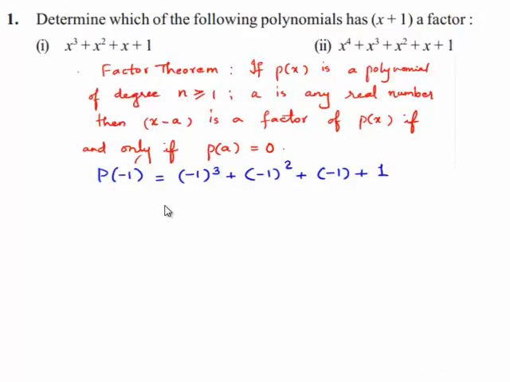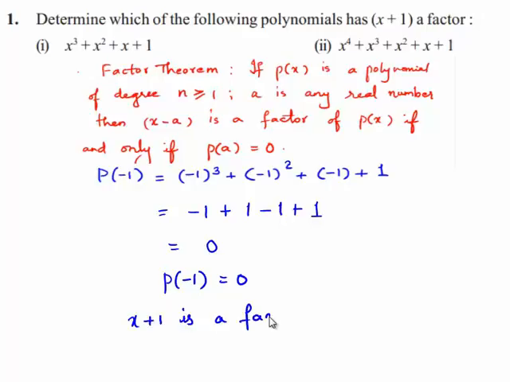So we get minus 1 whole cube is minus 1 and minus 1 whole square is 1. This is minus 1 plus 1, which gives 0. That becomes p of minus 1 is equal to 0. By our factor theorem, we can say that x plus 1 is a factor of the polynomial x cube plus x square plus x plus 1.